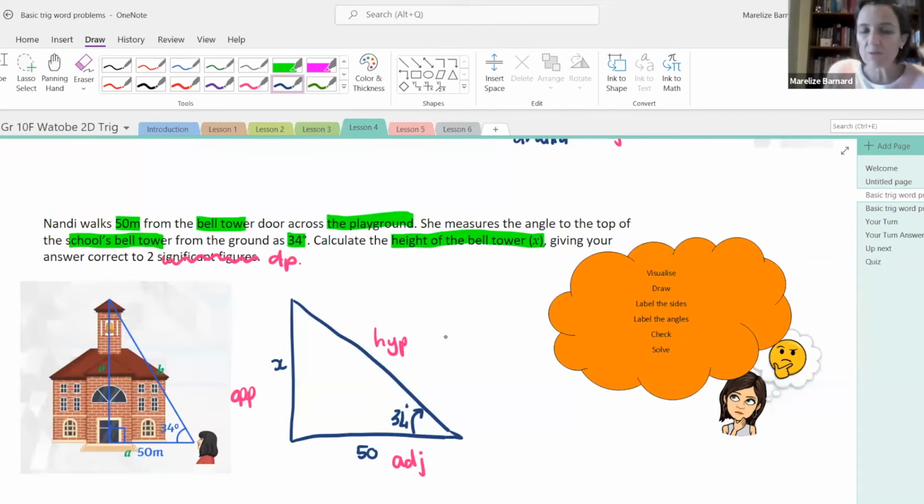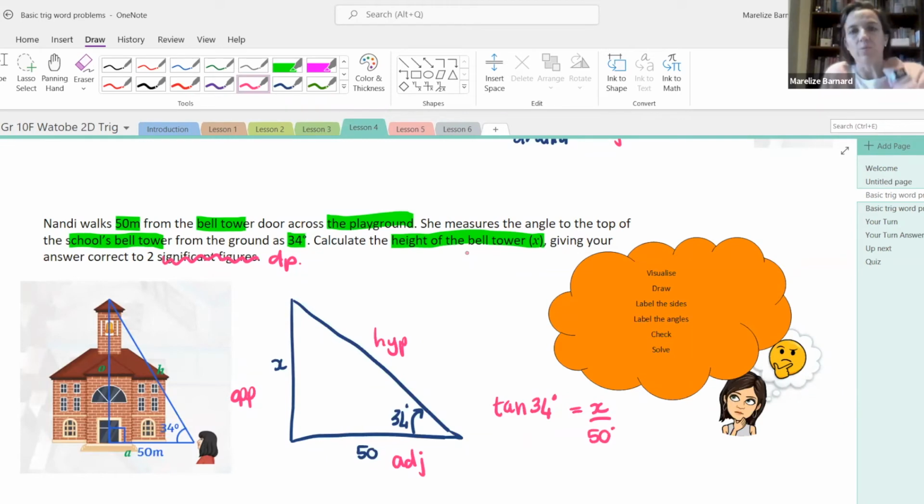So previous question, we solved for an angle. That is why we use 2 sides. Now we are solving for another side. So we need to use our angle and the side that was given and the side that we need. The side that was given is 50. The side that we need is the opposite side. Adjacent and opposite together, that gives us tan. So we are going to do tan of 34 degrees is x divided by 50.